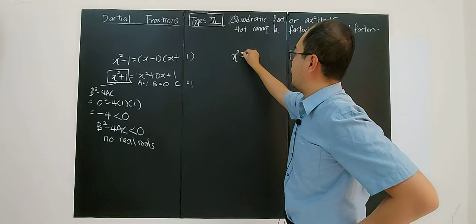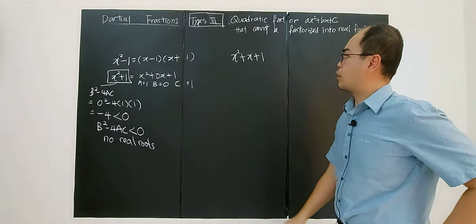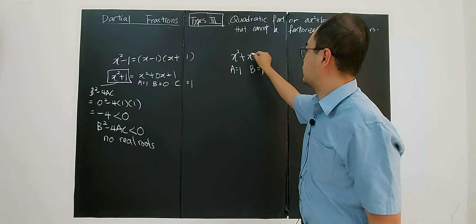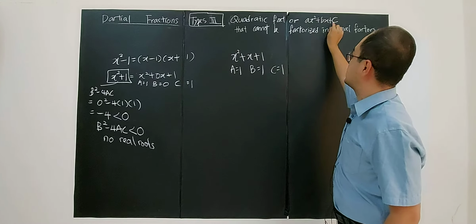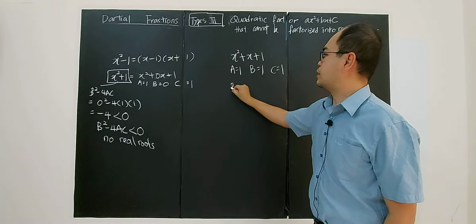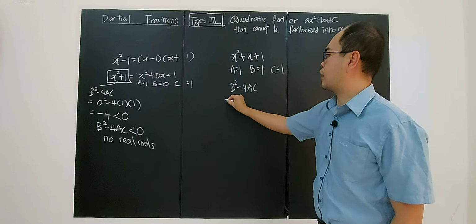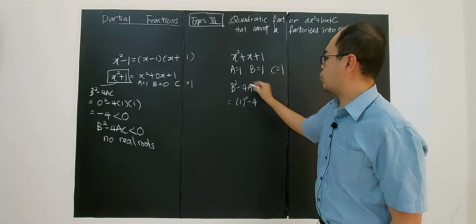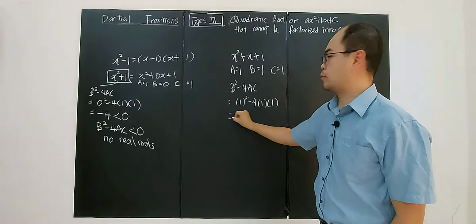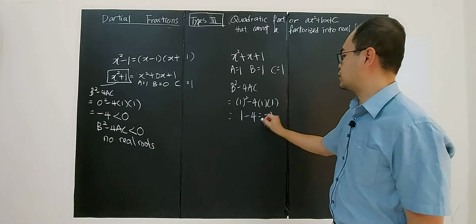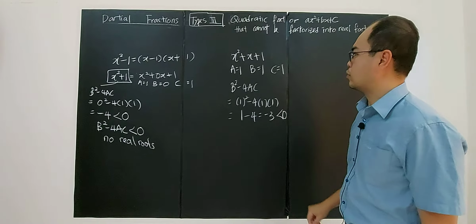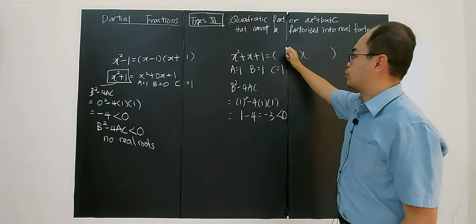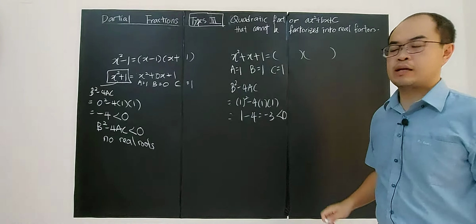So this is a quadratic factor that is categorized as cannot be factorized. For example, x squared plus x plus 1, where a equals 1, b equals 1, c equals 1. Let's check b squared minus 4ac. So 1 squared minus 4, where a is 1 and c is also 1, which is 1 minus 4, which is negative 3. So it's less than 0, which means you cannot factorize it into two real brackets. You can factorize into two brackets, but they are not real factors.